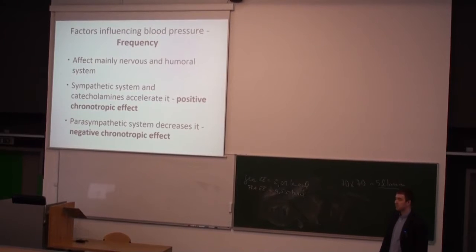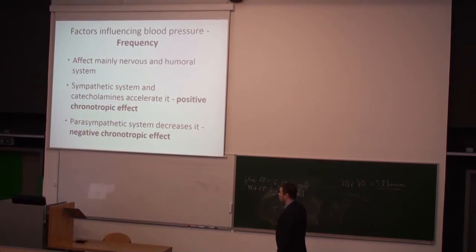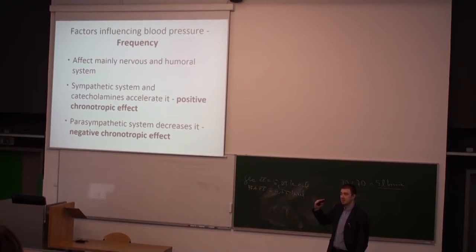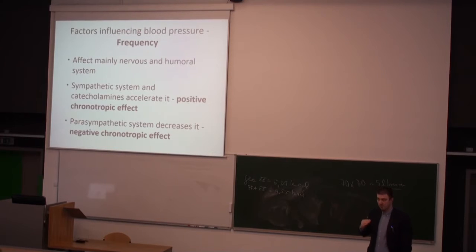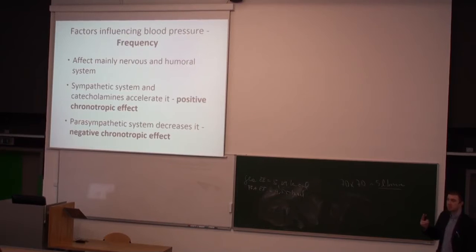So if we start with the simpler, that's frequency. As you know, the frequency of the sinoatrial node is autonomic. That means that the cells will generate a signal in an autonomic pattern, but it doesn't mean that we cannot regulate it. We can regulate it, we can increase it, or we can decrease it. And the two main systems that do this are the nervous system and the endocrine system.